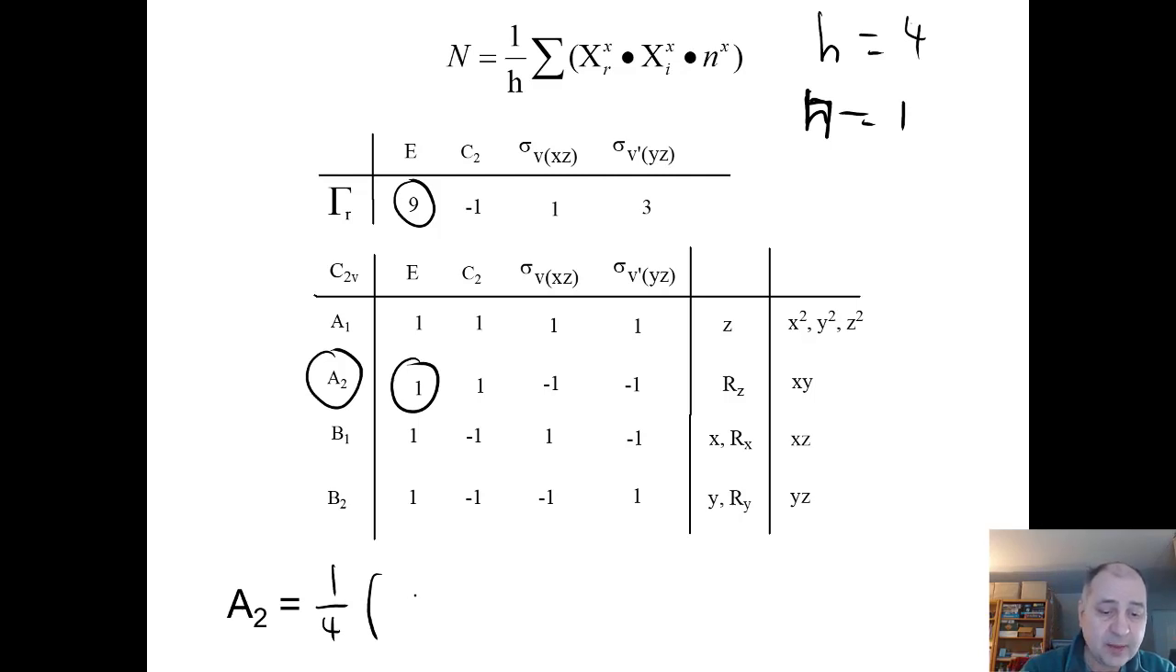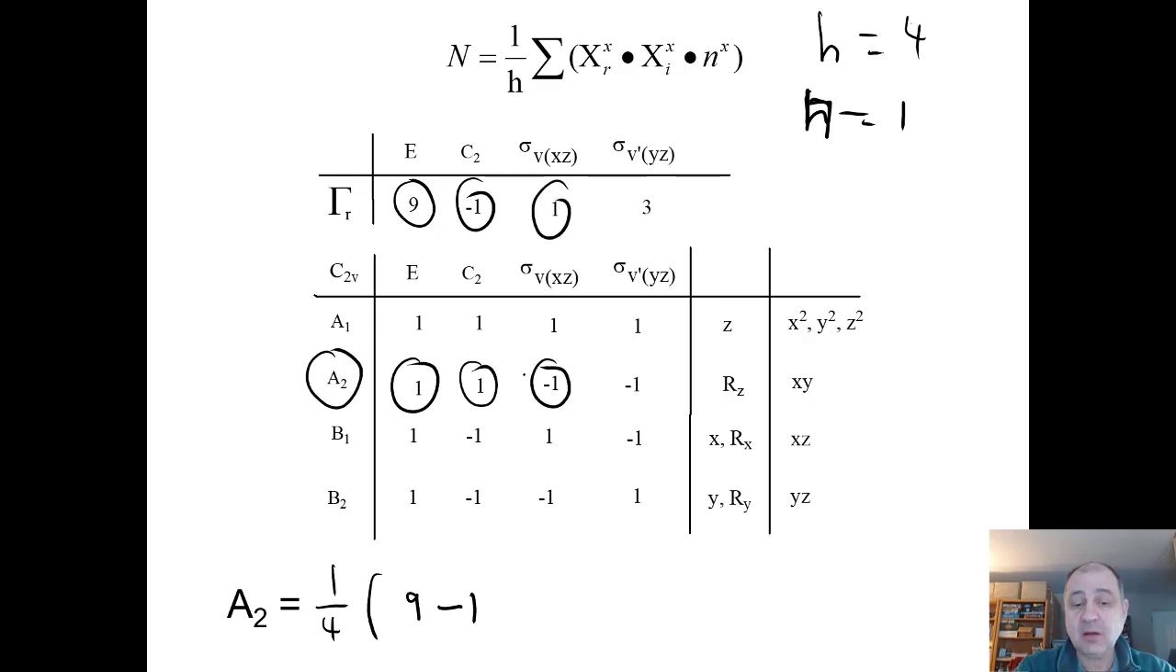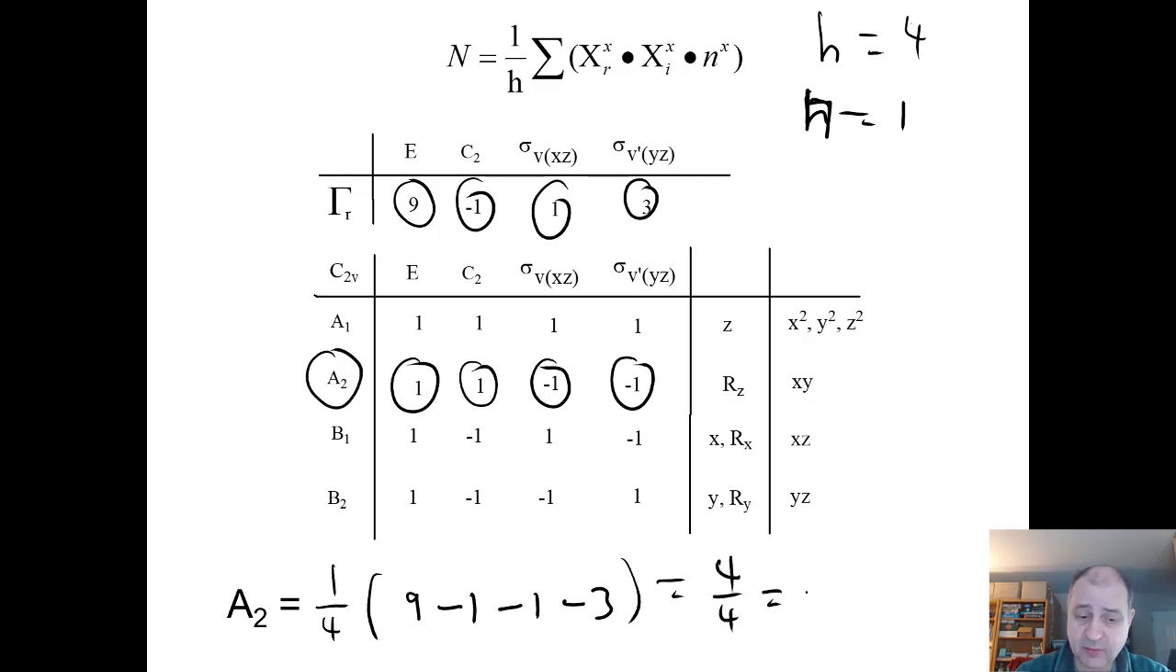But anyway, it's 9 times 1 times 1, which is 9. Then we have minus 1 times 1 times 1, which is minus 1. Then 1 times minus 1 times 1, which is also minus 1, and then 3 times negative 1 times 1, which is negative 3. So 9 minus 5 equals 4. So 4 divided by 4 gives me 1 A2, and that is that.